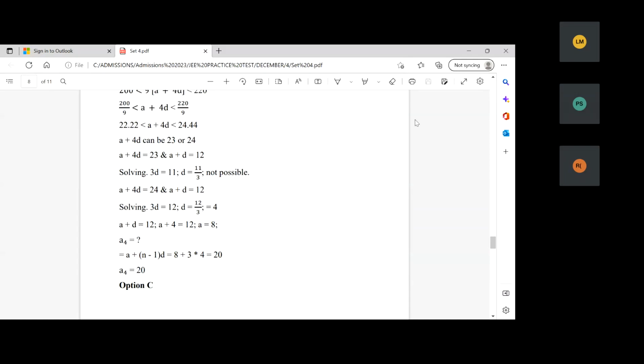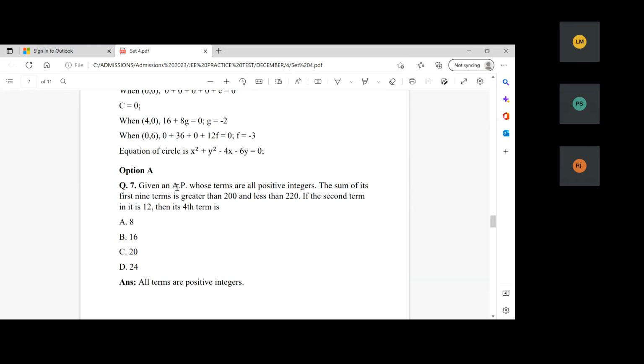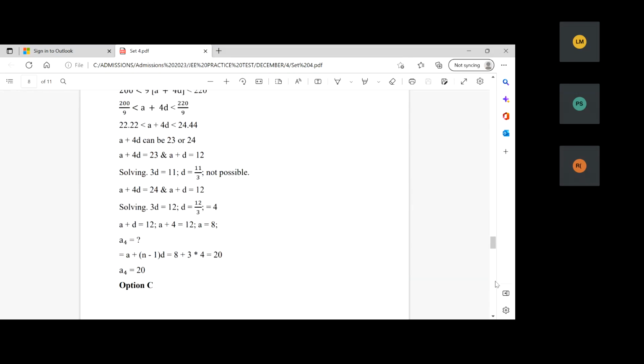It's something which is given in the question that all the terms are positive integers. So once you have the value, you can just substitute for A plus N minus 1 into D, which is 4 minus 1, that is A plus 3D. You have D and A here, you can substitute it and you have the value of A4 as 20. I think almost all the students here got the answer correct in the chat box.